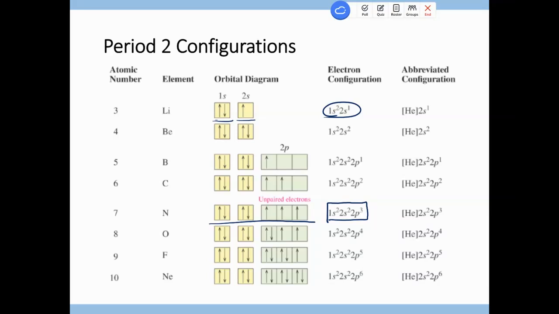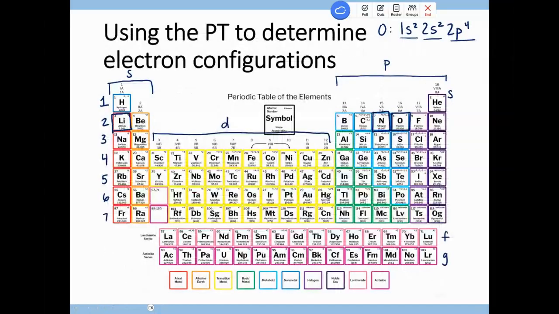Let's also look at this last column here, so an abbreviated configuration. We can use noble gases to abbreviate electron configurations for core electrons. So if we look at, we'll keep talking about nitrogen. Notice there's helium in brackets and then 2s2, 2p3. If we go back to the periodic table, find nitrogen, element 7. You go up 1 row, so that brings us to row 1, and then all the way to the right for that noble gas. That noble gas is helium.